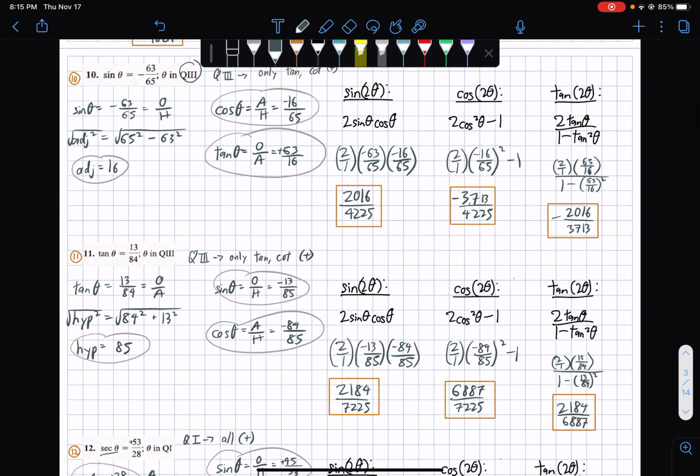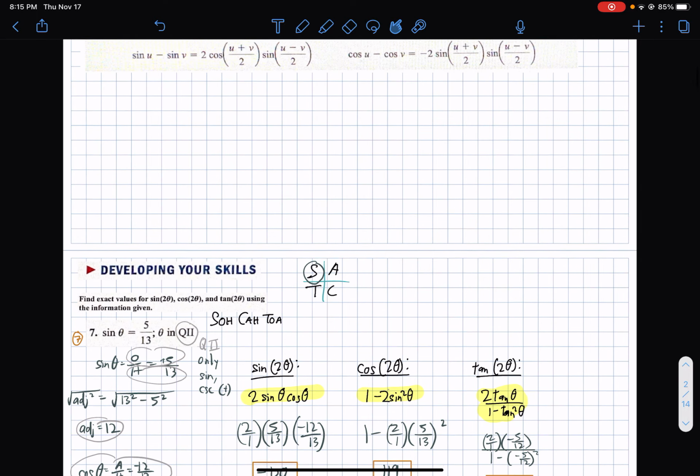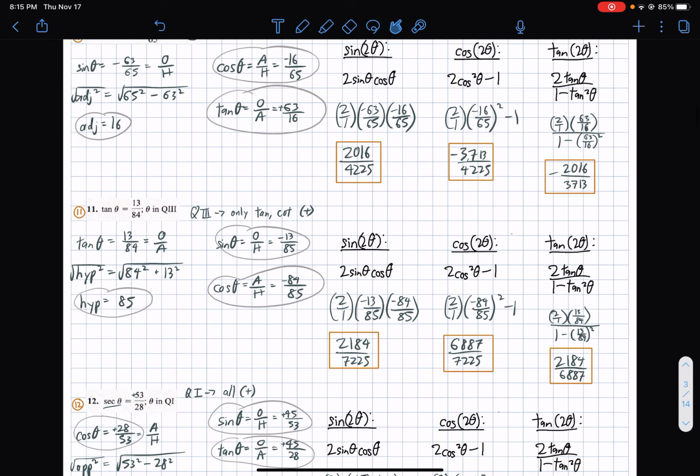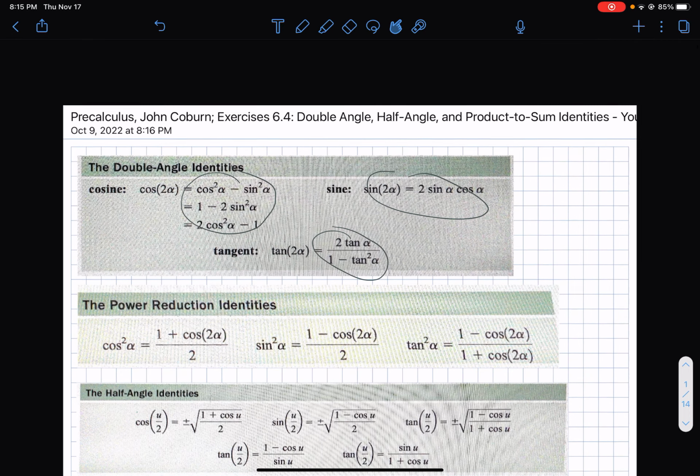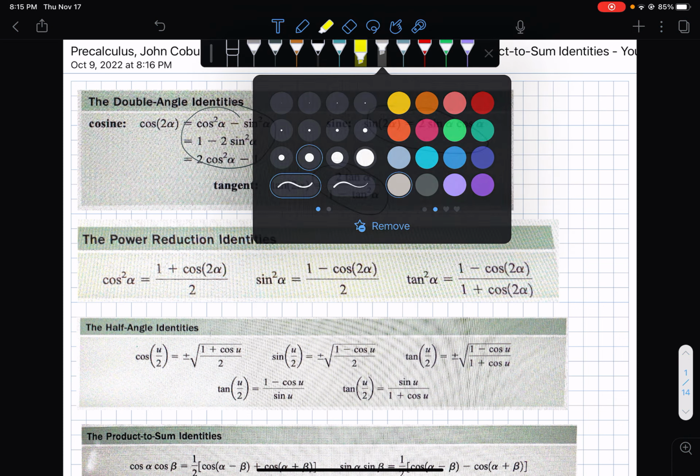But somehow I hope the video helps, particularly in the ones that I've taught you just now, from numbers 7 to 12. They're basically practice questions involving the double angle identities.